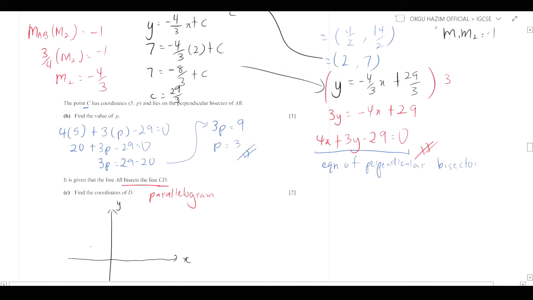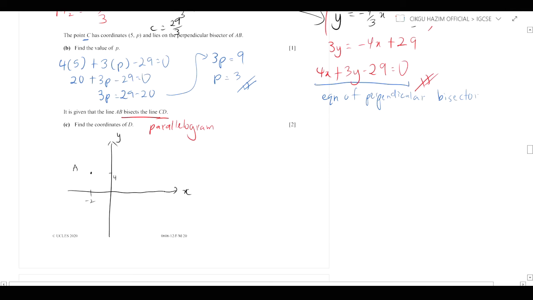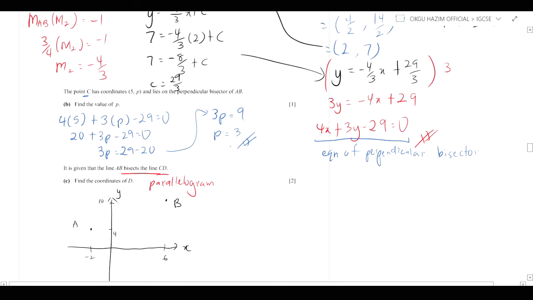What is the point of A here? Point A is at (-2, 4). Imagine this is -2 and this is 4 here. That is A. How about B? B is equal to (6, 10). Maybe this is 6, maybe this is 10. This is B. And how about C here? C, we have (5, 3). 5 is here and 3 is underneath here. This is going to be C, underneath a little bit. So over here you can see the shape of an incomplete parallelogram.